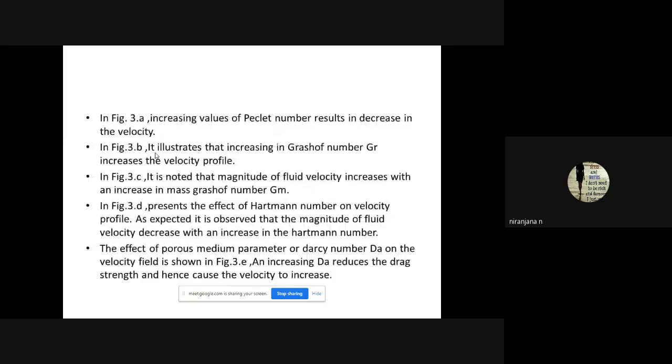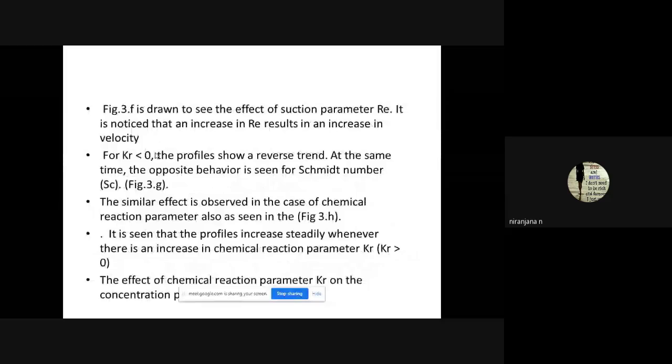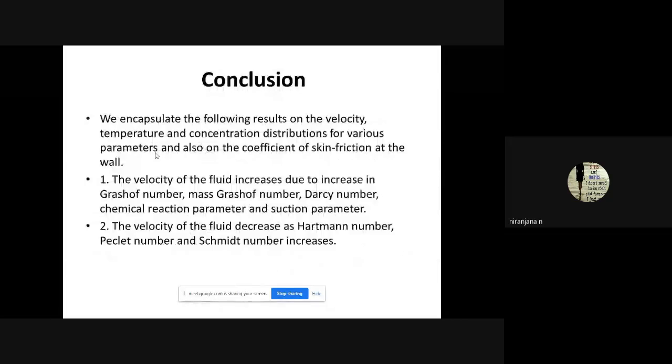Here I just conclude what are the things I have explained over the figures related to that. So now I conclude my session. My conclusion is the following results on the velocity, temperature, and concentration distributions for various parameters. Also, the coefficient of skin friction at the wall is discussed.